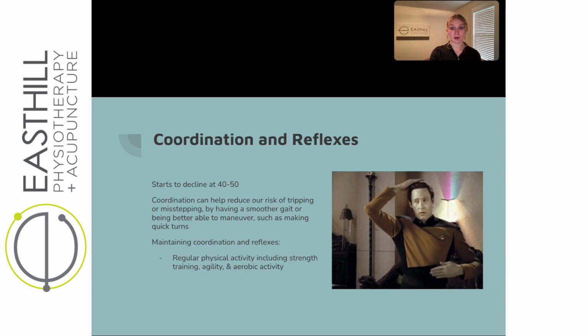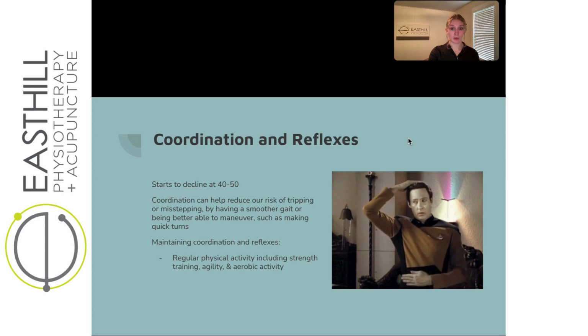So talking about that third factor, our coordination and reflexes. Now, unfortunately, these also do start to decline quite early, between the ages of 40 and 50. Our coordination can help reduce the risk of tripping or misstepping by having a smoother gait or being better able to maneuver, such as making quick turns. In terms of maintaining our coordination and reflexes, again, we look at regular physical activity, which can include strength training, agility, and aerobic activity.